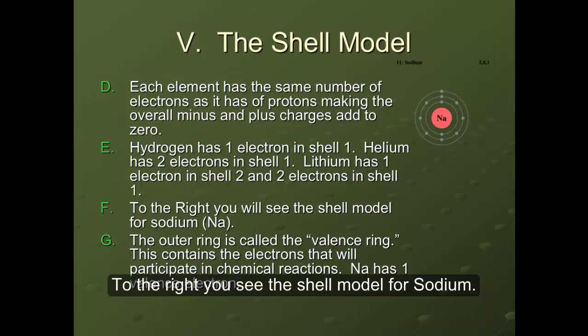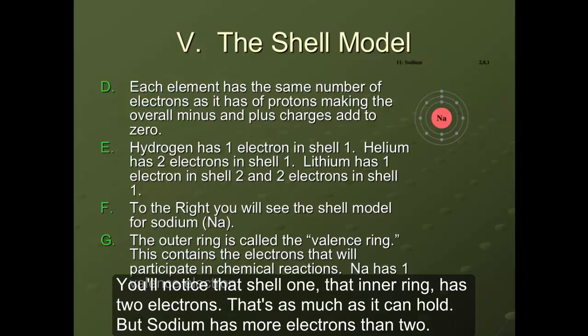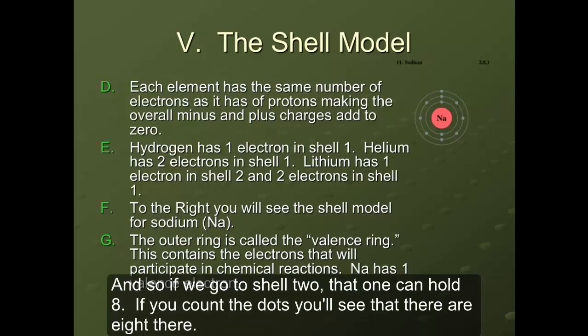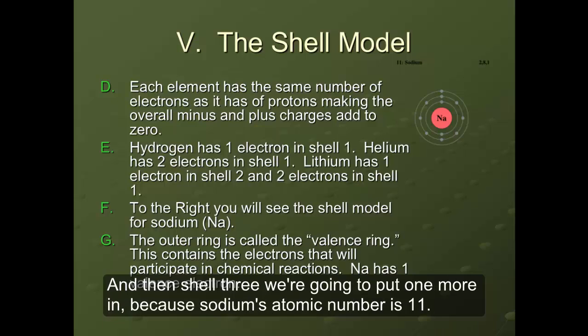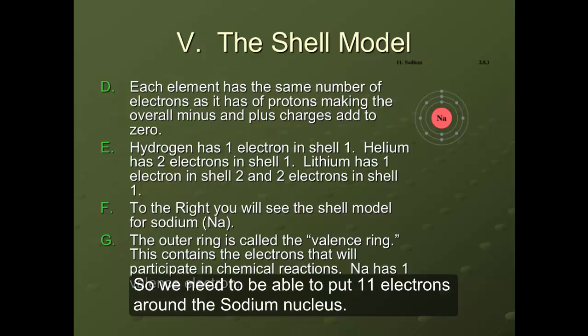To the right, you'll see the shell model for sodium. You'll notice that shell 1, that inner ring, has 2 electrons. That's as much as it can hold. But sodium has more electrons than 2. And so if we go to shell 2, that one can hold 8. And if you count the dots, you'll see that there are 8 there. And then shell 3, we're going to put 1 more in, because sodium's atomic number is 11. So we need to be able to put 11 electrons around the sodium nucleus.